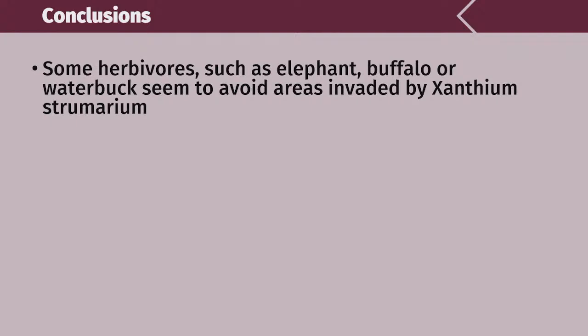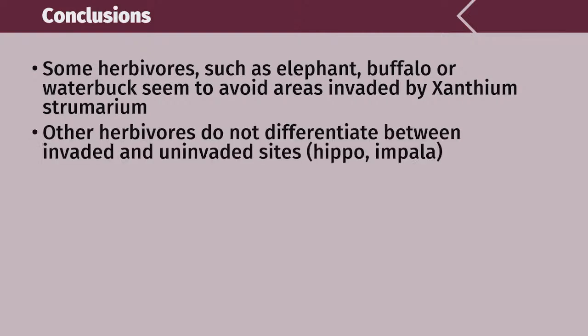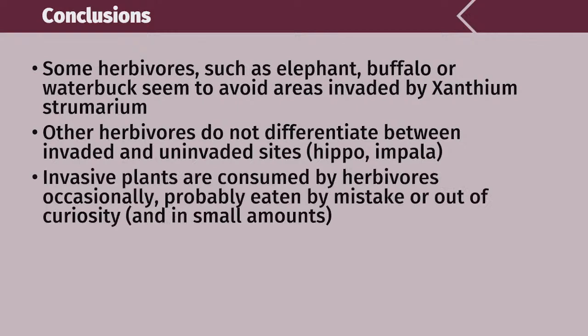So to sum up, some herbivores, such as elephant, buffalo, or the waterbuck, they seem to not like the areas that are invaded by Xanthium strumarium, while other species don't really seem to care, like hippo and impala, zebra. As I just said, the herbivores don't really eat the invasive plants, and if so, it's just probably by accident, or they are curious about what's growing there. And if they do, it's in a very small amount.